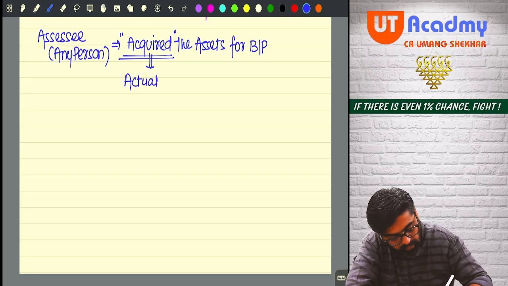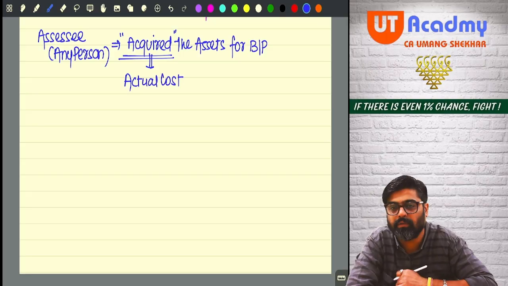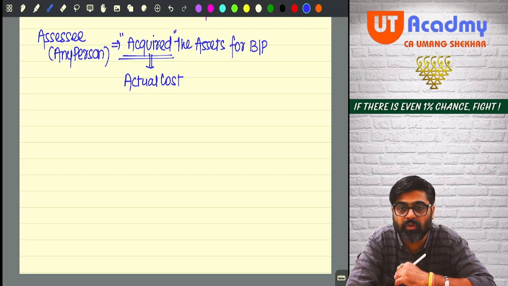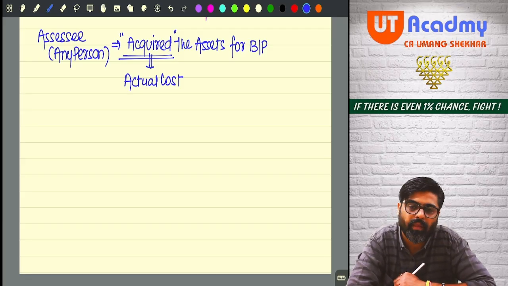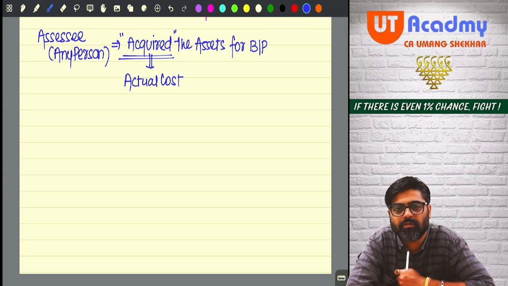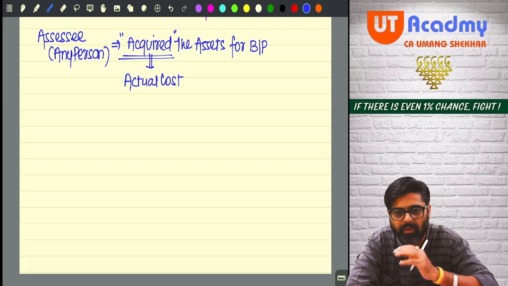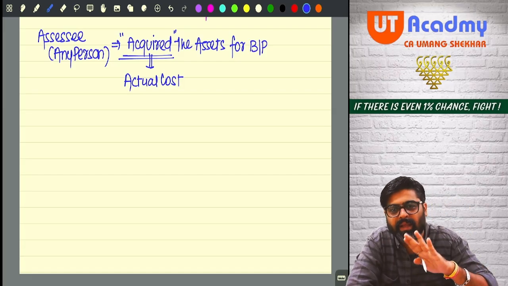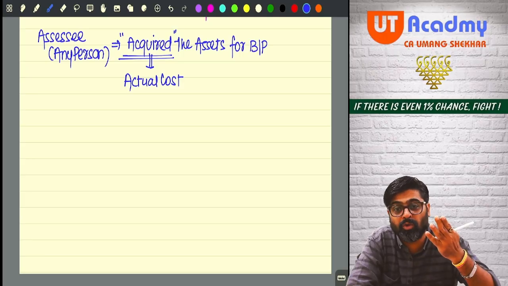Actual cost of the asset. Actual cost of those assets. Now tell me one thing. Do you incur this cost on a regular basis or sometimes only? Sometimes only. You don't go and buy the assets for business every now and then, no? Once in a while, you will be bringing that asset, and that asset is going to be used in the business for a long period of time. Maybe for some years it will be used.